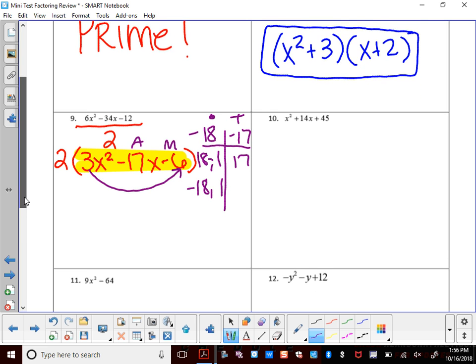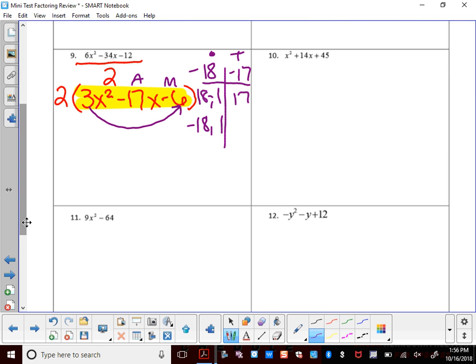Where did you get the 18 from? Because I had to swing it. Oh yeah, 3 times negative 6. But once we swing, we know we got to swing it back. So I bring down my first. I bring down my last. On the inside, those are my factors. Negative 18x plus positive 1x.